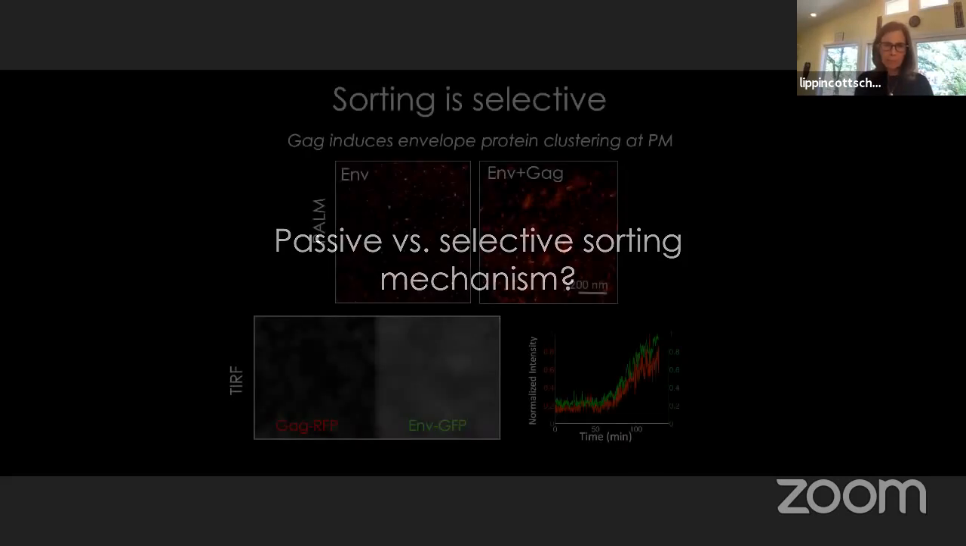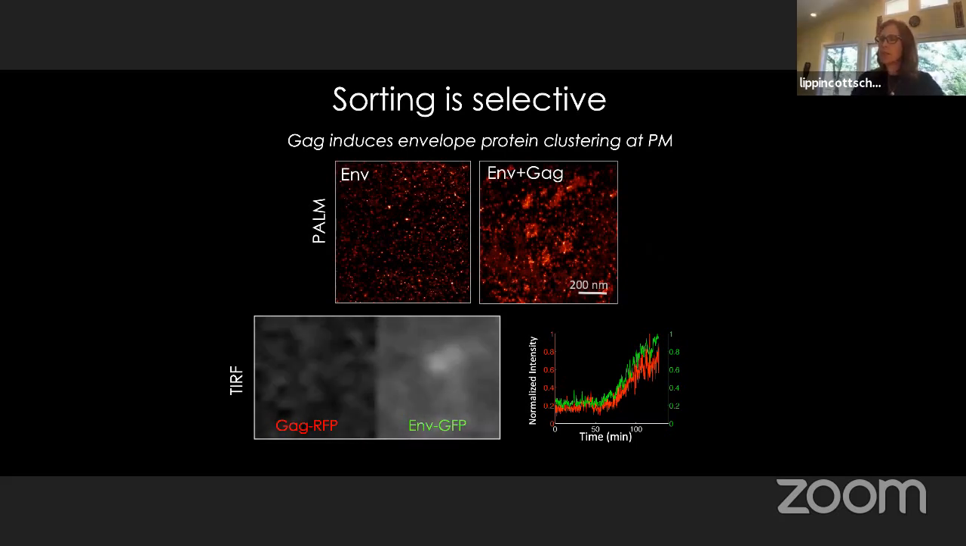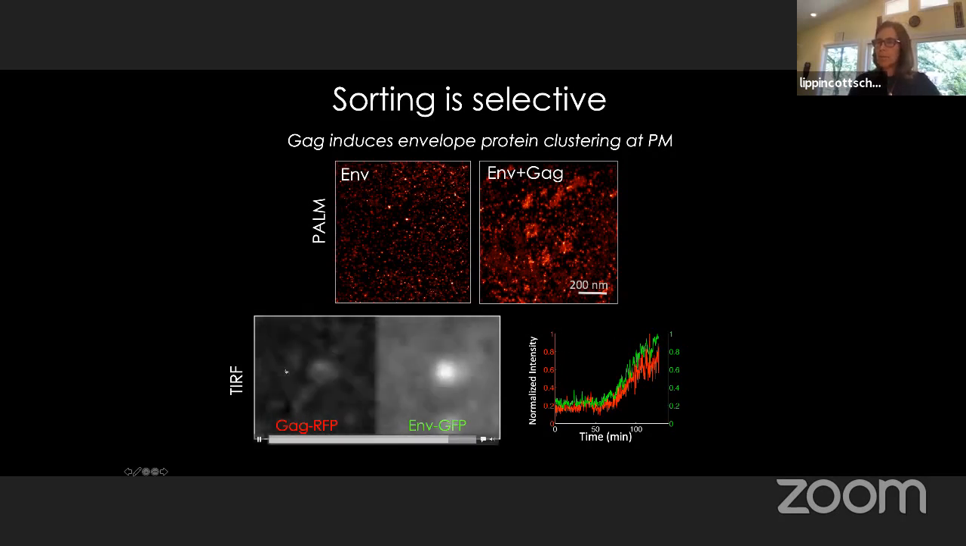So here, what you're seeing at the top is a PALM image of envelope protein before we've transfected cells with GAG. You can see it's just distributed randomly on the plasma membrane. When we introduce GAG into this cell, you can see the envelope protein now starts undergoing clustering into viral-like particles. And this movie, which is a TIRF very fast time-lapse sequence of cells that are expressing GAG plus envelope protein, shows the co-recruitment of envelope into the GAG viral particle as it's emerging on the plasma membrane.